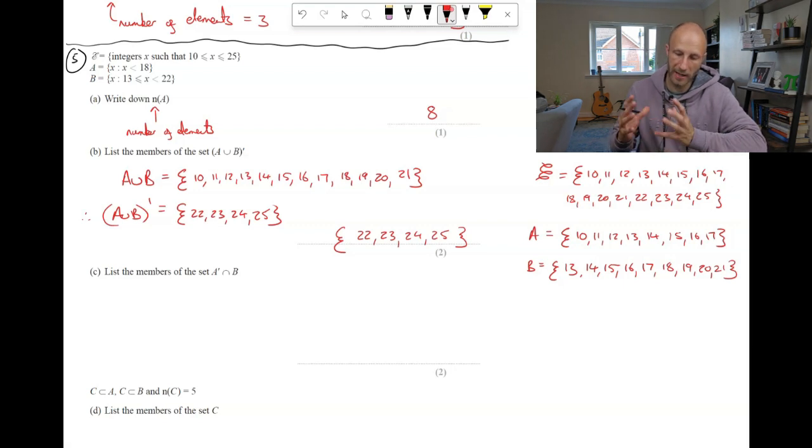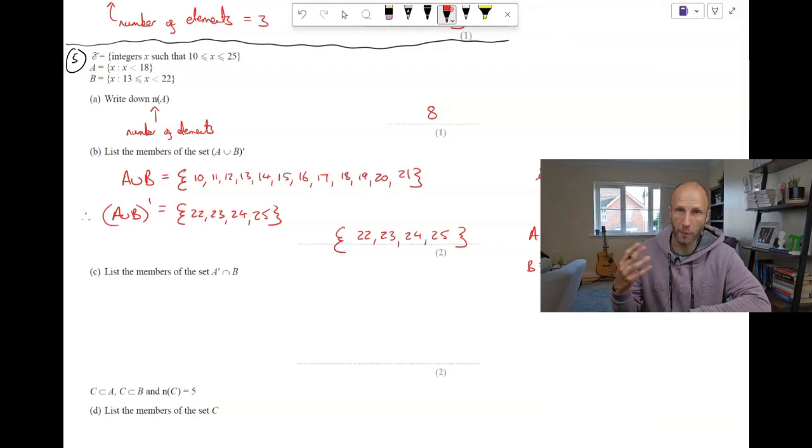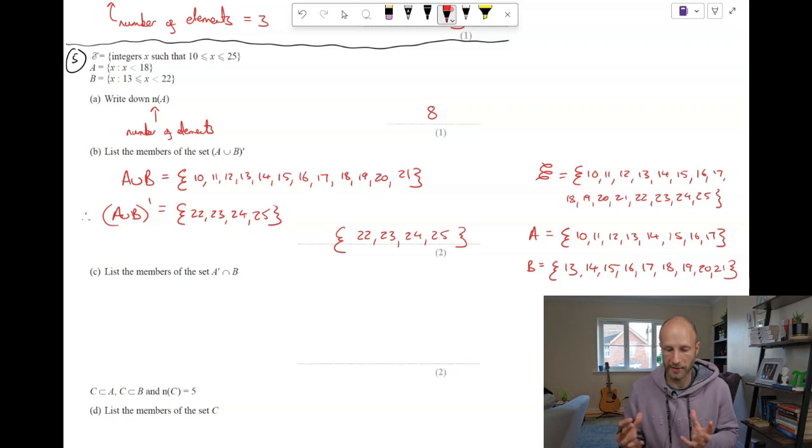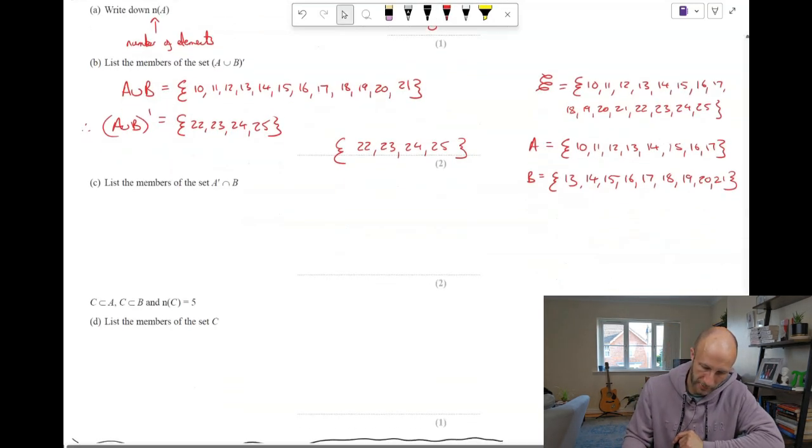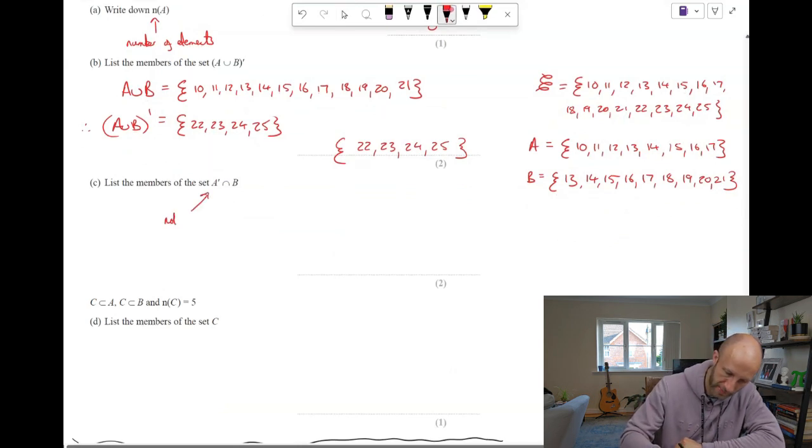So A union B means A or B, so I can take everything in A or B. But then the complement means not in that, but it has to remain in that universal set. And then A complement and B. So this means not, remember this means not in A. And it's got to be in B.